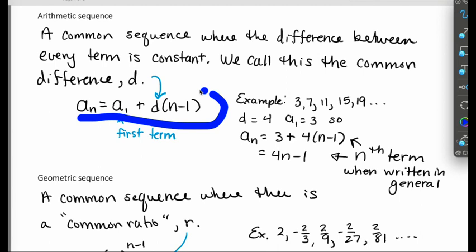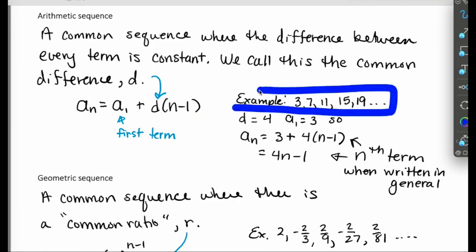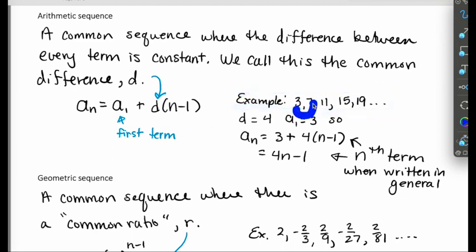And the formula that you use for that looks like this. an, the nth term, here's our algebraic expression for the nth term. You take the first term, which is your a1, and you add it to the common difference times n minus 1. So here's an example of an arithmetic sequence. Notice that every time I go up to the next term, I keep going up by 4. That is our common difference. Every time I increase n by 1, I go up by 4. So my common difference is 4.